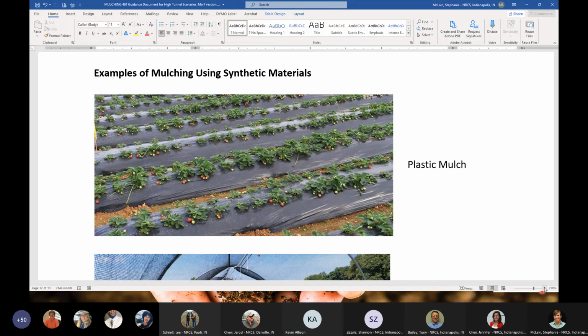I agree with that, Kevin. That's pretty spot on, and this tends to be in growing situations where we are using plastic. This tends to be what we see more often than not.